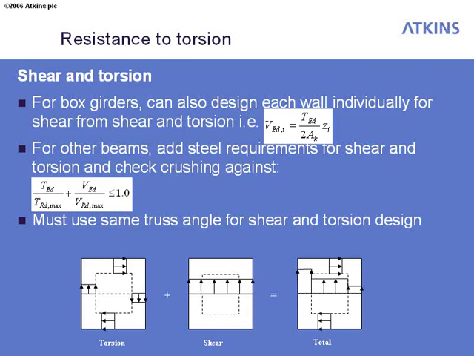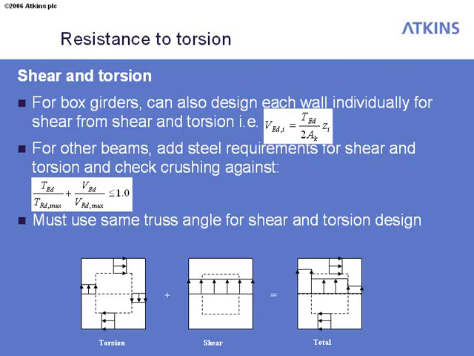So when you've got combinations of shear and torsion, I mentioned earlier that one of the most important things is to make sure that we use the same truss angle. But we've also got to be able to add together the effects from shear and torsion once we've derived them using the same truss angle.